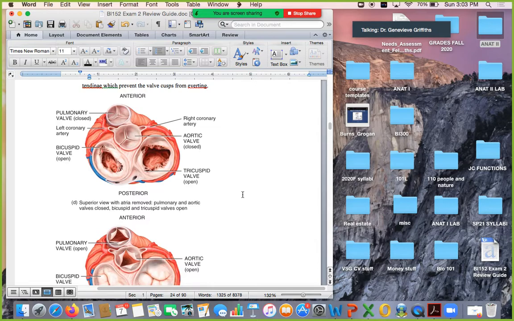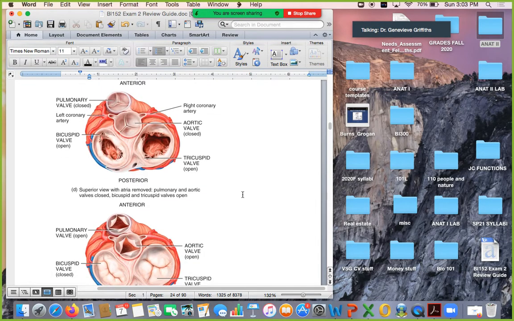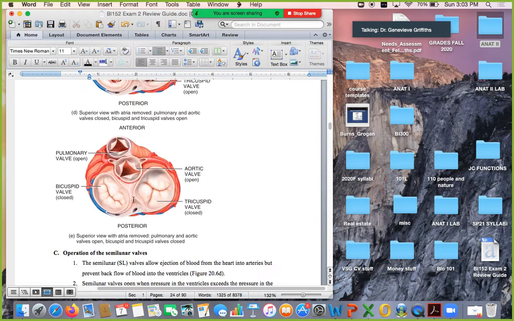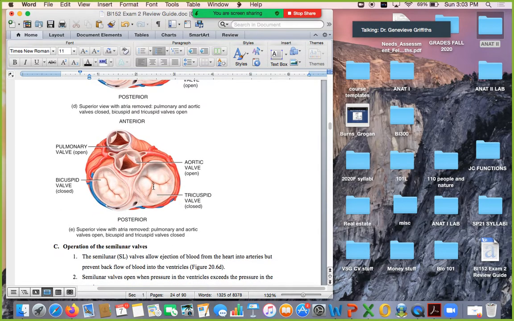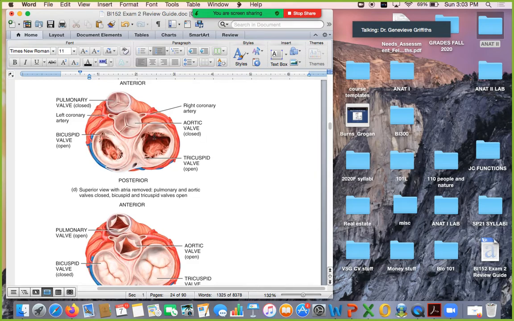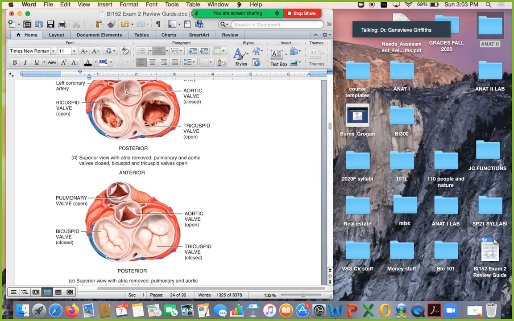So this is showing what's happening when we have equal and opposite. So this is when we are going to have the pulmonary and aortic valves closed and the bicuspid and tricuspid valves open. And here is when we're going to have the bicuspid and tricuspid valves closed and the aortic valves open. And remember, blood flow is going different directions. So here, blood flow is going into those tricuspid valves, and here it's coming out of or towards us from the pulmonary and the aortic valves.